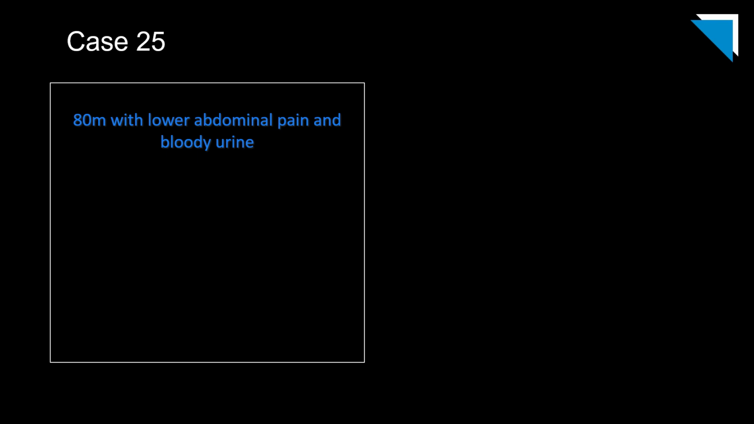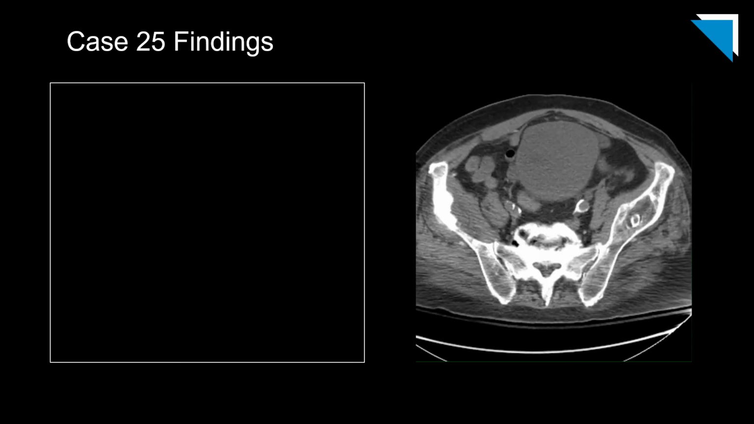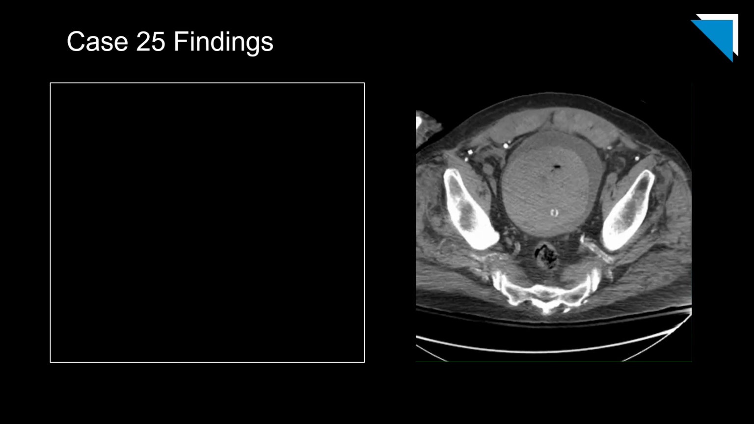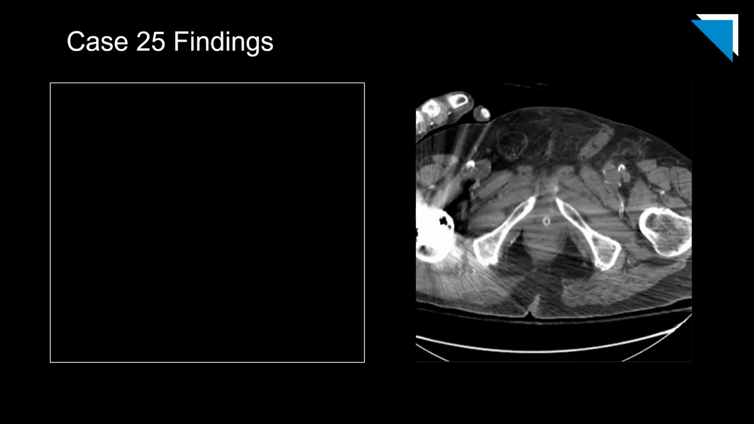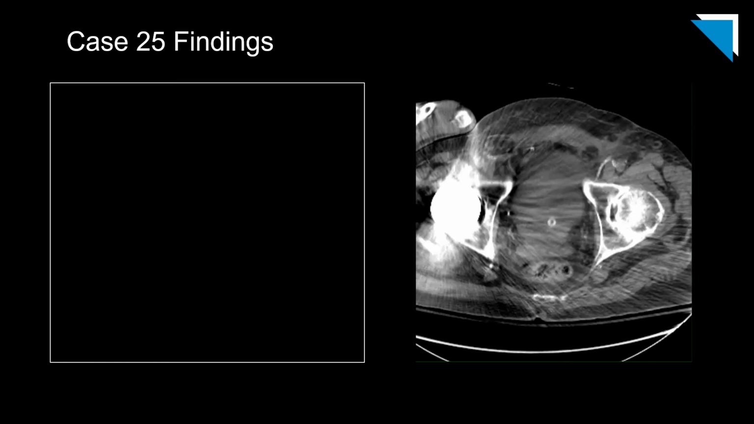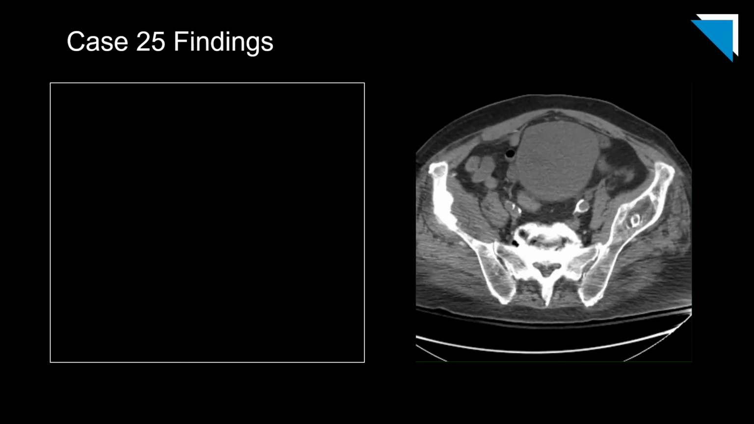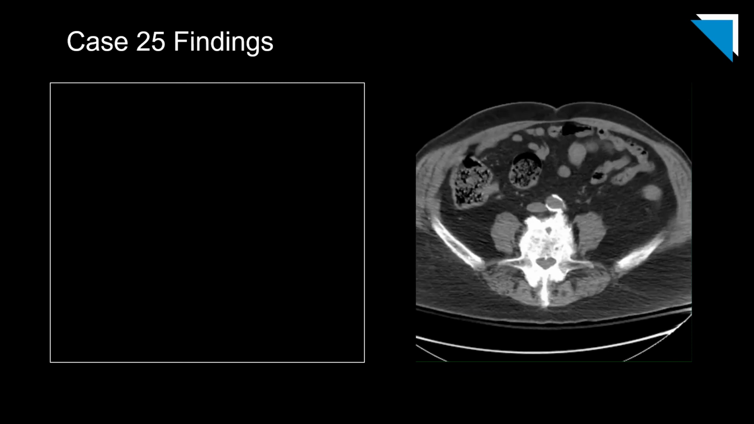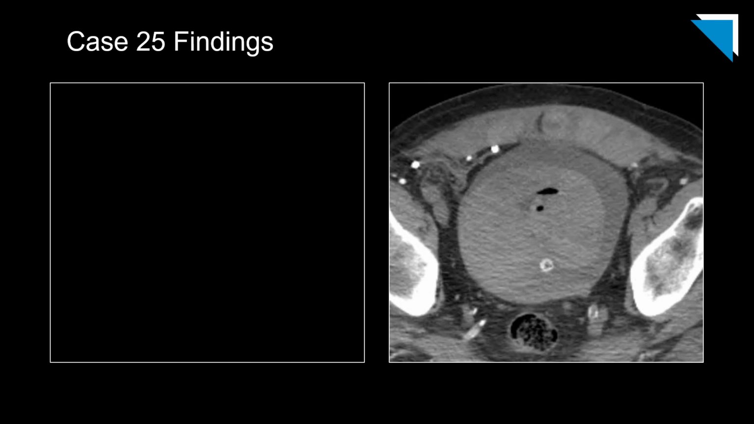Our final patient is an 80-year-old man with lower abdominal pain and bloody urine. These are axial images from a non-contrast CT scan. This is not an eye test. Here is a single axial image demonstrating the large bladder mass with associated blood products.